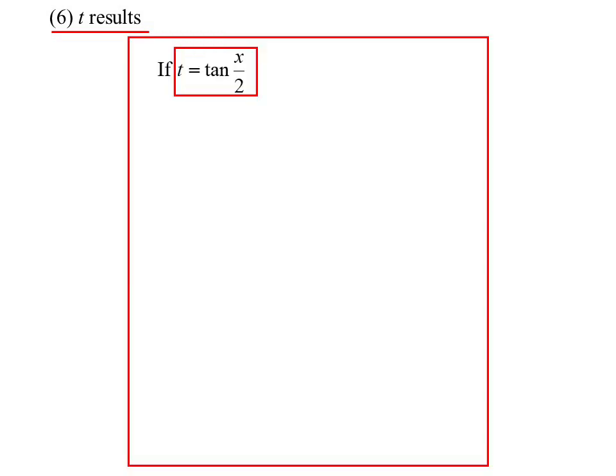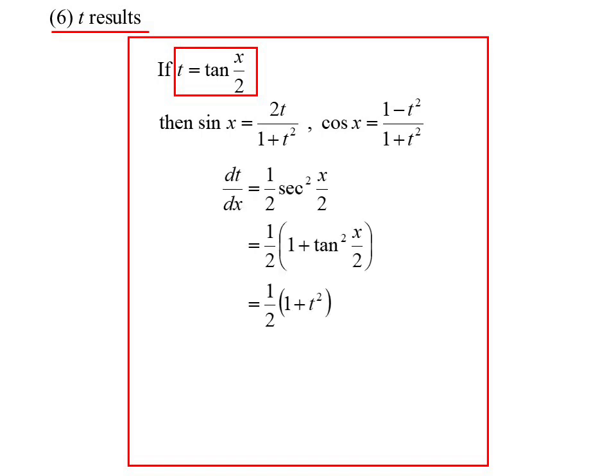The t results. t is tan of half the angle, so tan x on 2. And if I know that, sine x is 2t on 1 plus t squared, cos x is 1 minus t squared on 1 plus t squared. But if I differentiate that, I can create another t result, which is useful for integration.